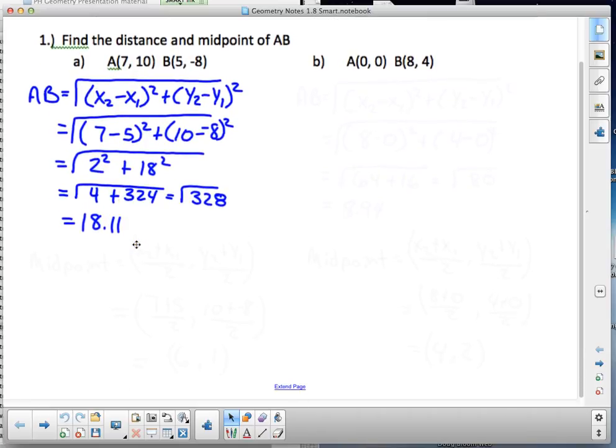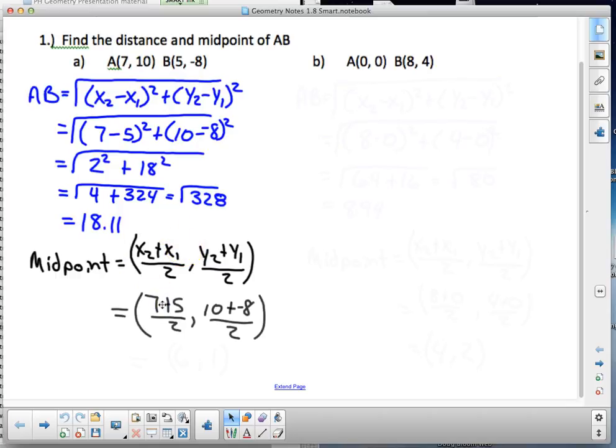The midpoint of A and B is found by the average of the x's and the average of the y's. That's what this is. So I'm going to take the average of the x's and the average of the y's and find my final answer. Okay, we're going to do the same thing in B. I want you to do that on your own. Turn off the tape and go ahead and give it a try.